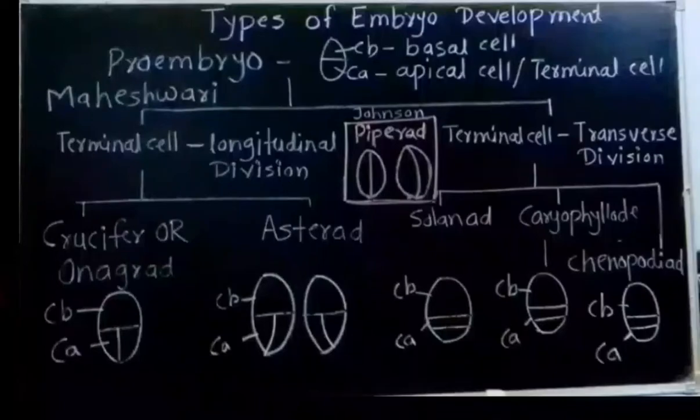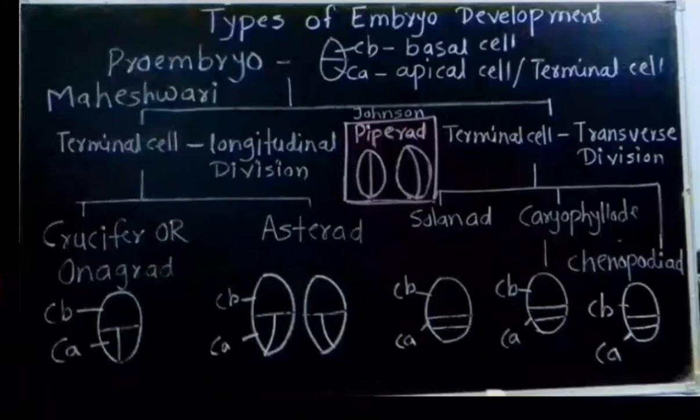Types of embryo development in dicotyledonous plants. So, there is a proembryo, that means the two-celled stage. In the proembryo, there is an apical cell or terminal cell and a basal cell. It is a two-celled stage. After that, this two-celled stage is converted into a three-celled and then a four-celled stage.